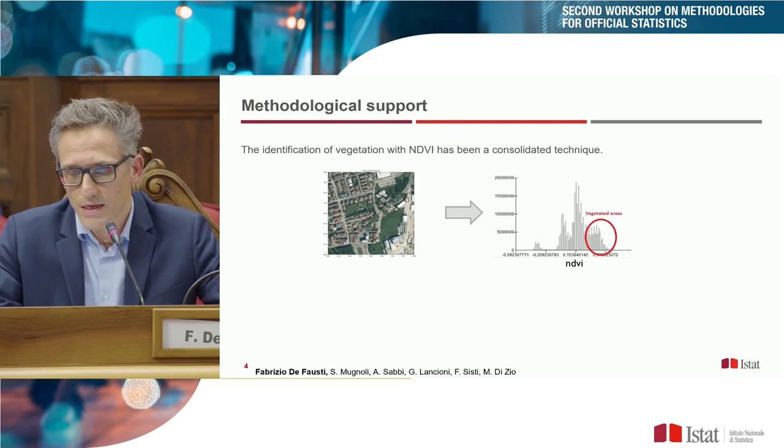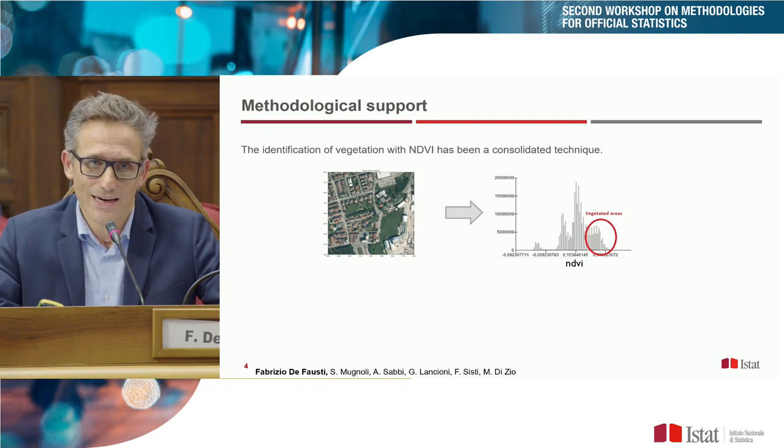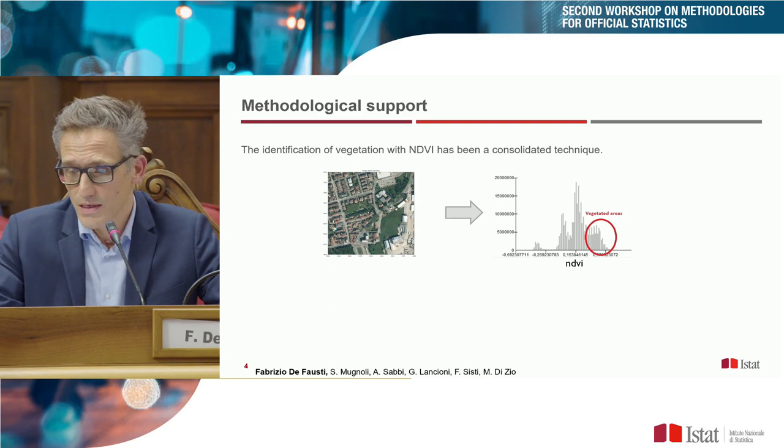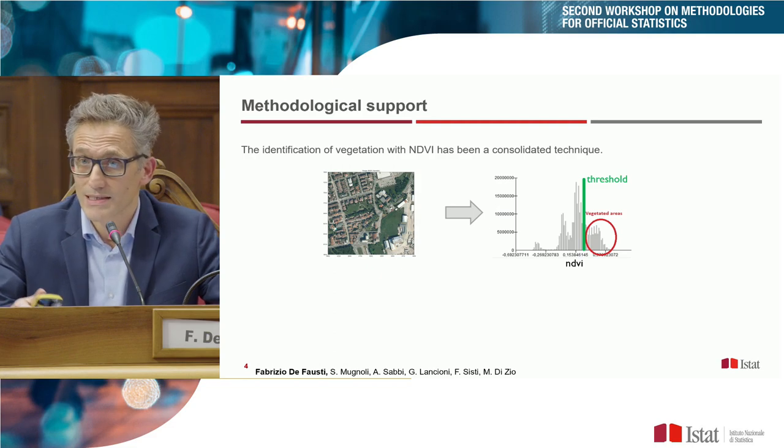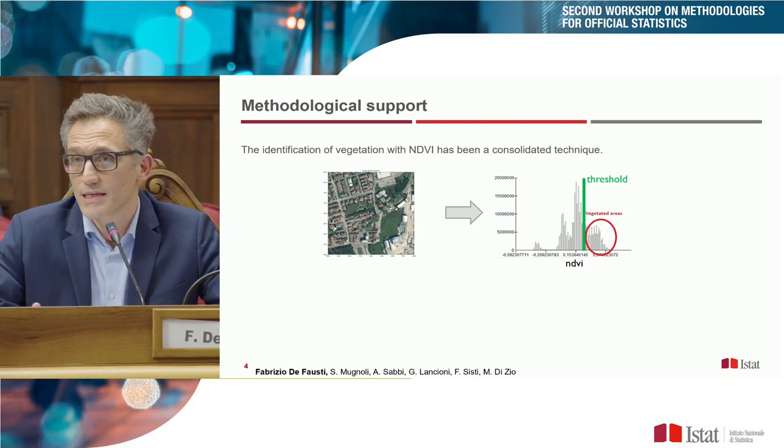And each cluster, each group represents one type of this soil. We are interested in the vegetated area, and that is the right cluster in this histogram. So we need to find a threshold. We want to detect this threshold because if we know a correct value for this threshold, we can produce a mask with the green, with the vegetation in the map, and produce statistics.